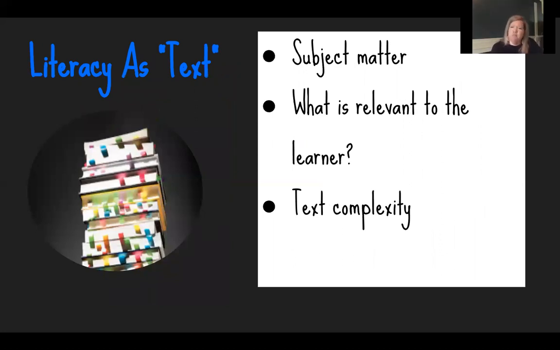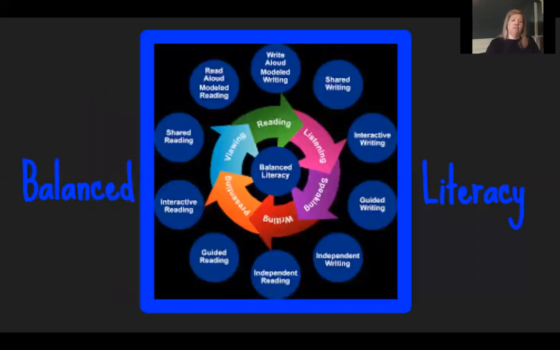And then the last one was a viewpoint that literacy is text. It has to do with subject matter. It has to do with what's relevant to the learner for the purpose that they're using it for. It also involves text complexity, thinking about the types of words, the vocabulary, the connotative and denotative meanings behind words. So it's really very different branches of how you could come at and look at literacy.